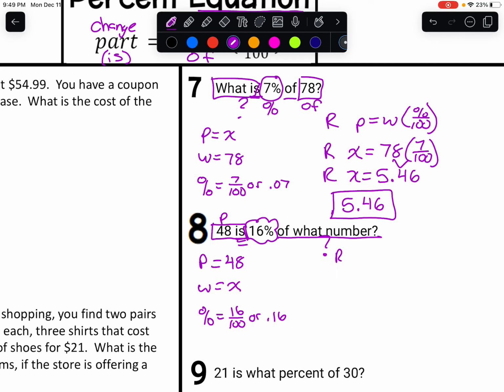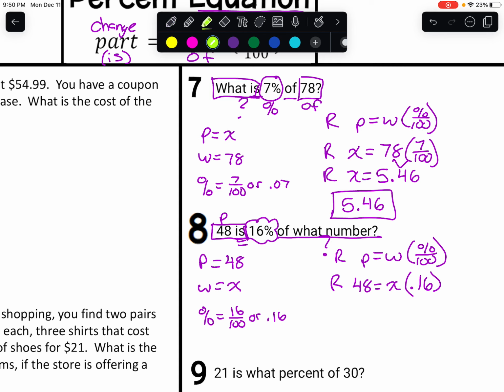If it's something we don't know, we need to represent it with a variable. Now we rewrite the percent equation, which is part equals whole times percent out of 100. Now we replace what we know and solve for what we don't. We know our part is 48. We don't know our whole, so we're using X to represent it. And I'm going to use 0.16 as my percent. You can use 0.16 or 16 out of 100, whichever you prefer. I prefer 0.16. It's a little bit easier to work with.